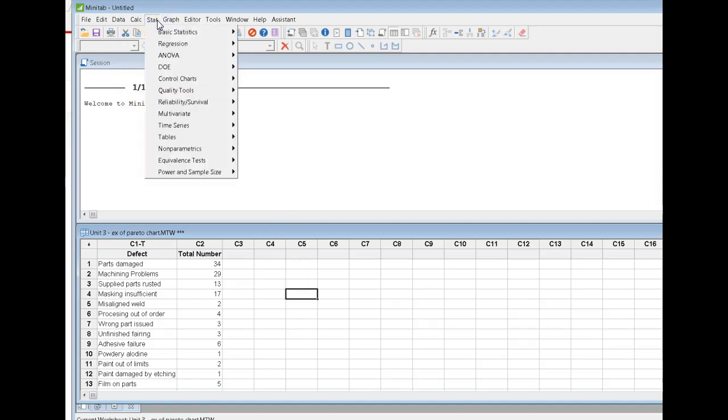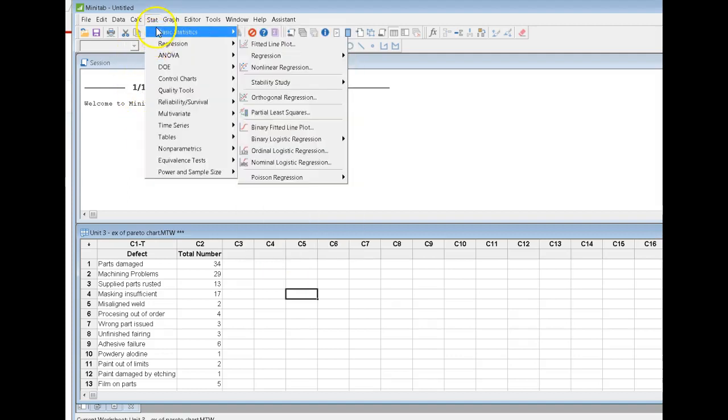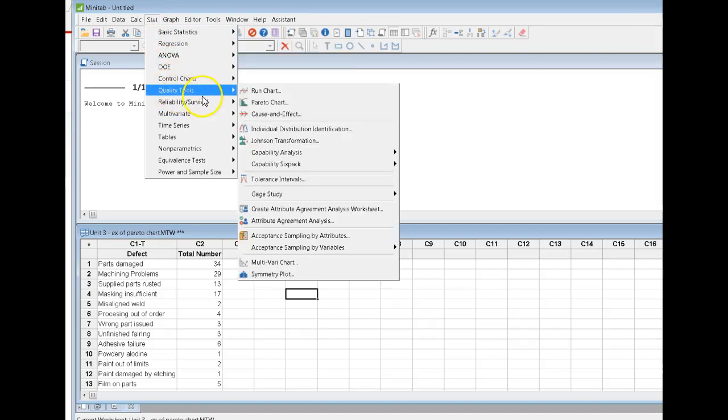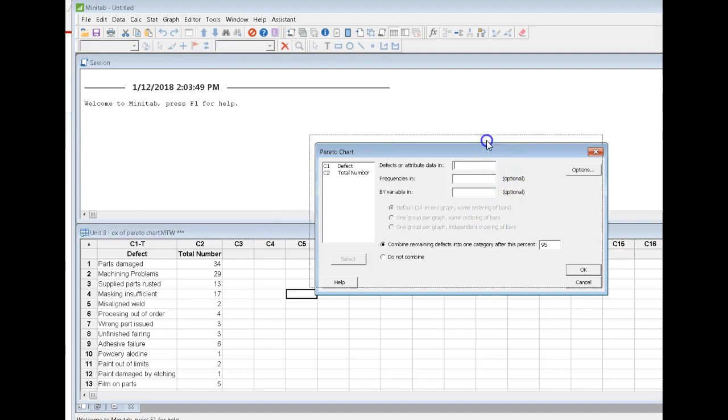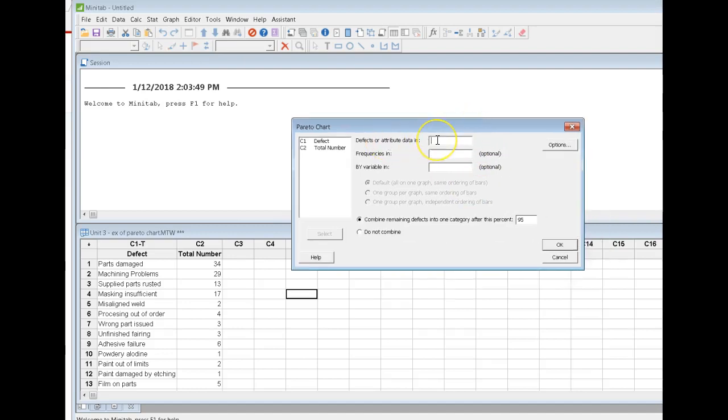Okay, a Pareto chart is a quality tool. So under your Stat, Quality Tools, and we've got Pareto Chart right here. Alright, our window opens up. Minitab wants to know where the defects or the attribute data are, in what column are they, and in this case they're in column C1, so that's my defect.